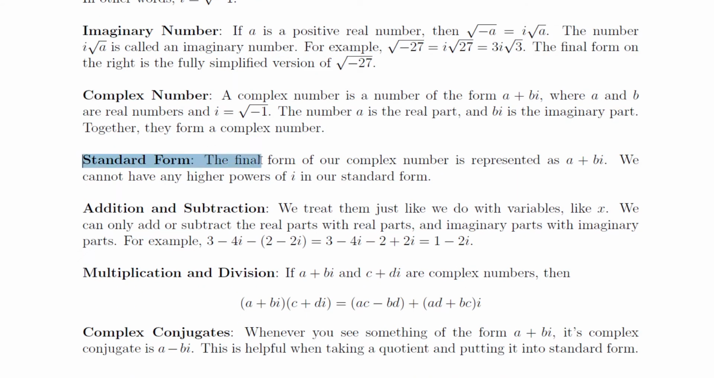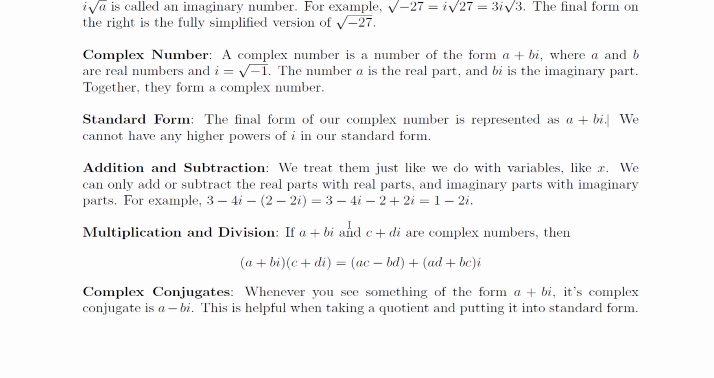The standard form is written as a plus bi. There are no fractions, and there are no higher powers raised of each of these. It's just a plus bi. You can't have any higher powers of i in standard form. And we'll talk about that here in a minute.